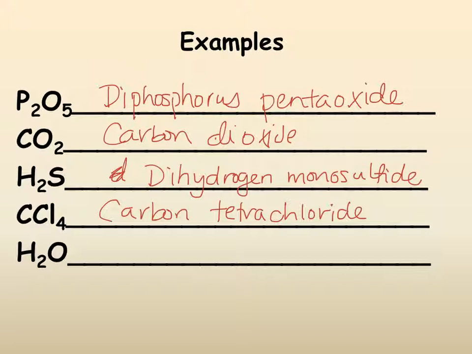Then this one we have 2 hydrogens and 1 oxygen. So this would be dihydrogen. Oops, I'm making a mistake, and hopefully you were catching me on that. Since it's 1 oxygen and it's the second element, we have to write monoxide. And that would be the actual technical name for water, dihydrogen monoxide.